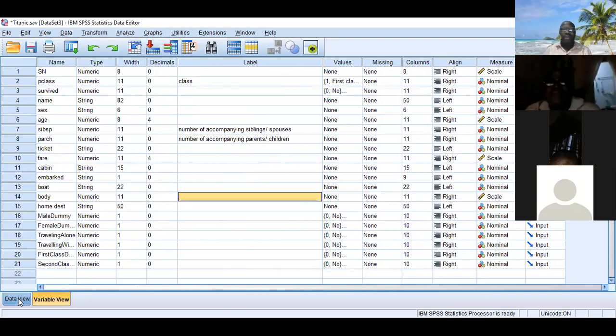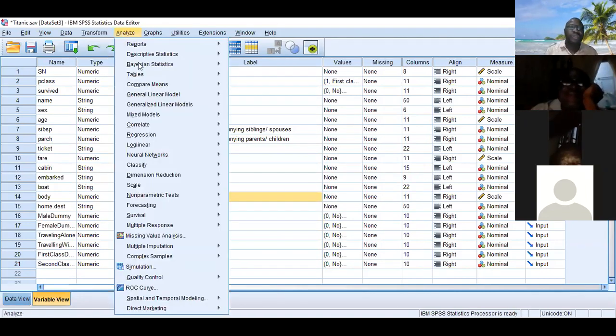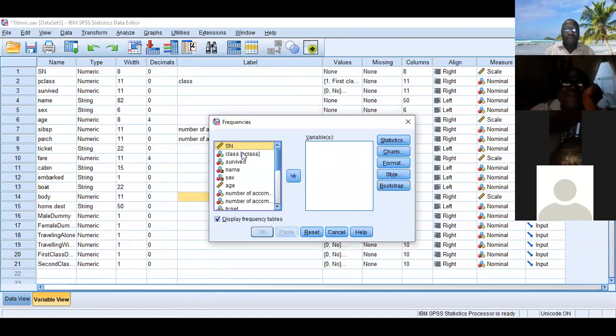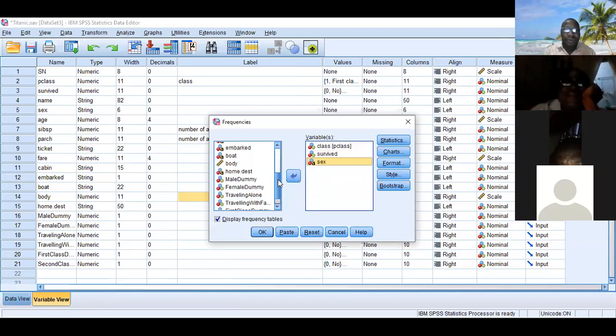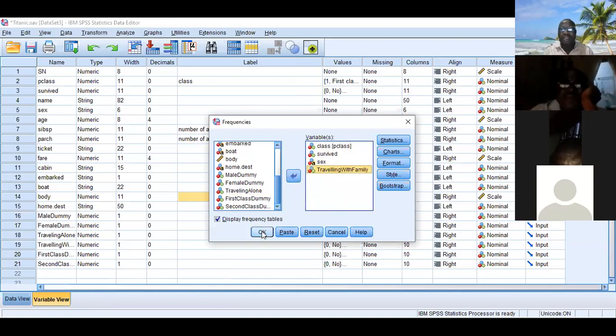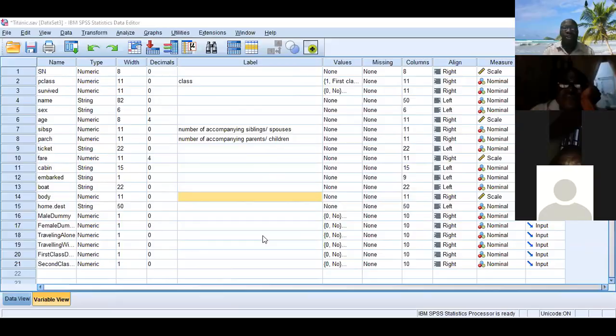Let me just run about 4 variables here for you to have a mental picture of how it is. So I'll just run the frequency, a few of them. Let's look at the class. Let's look at those that survive or not survive. Look at the sex. Then let's look at traveling alone or traveling with somebody. So I think these 4, let's just look at these variables. Let me share the results.